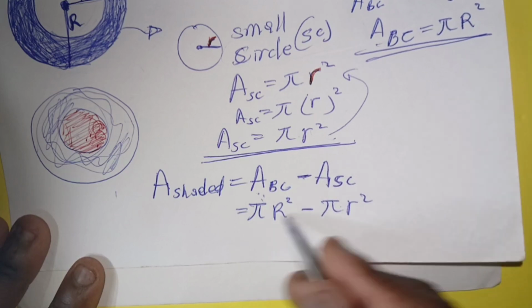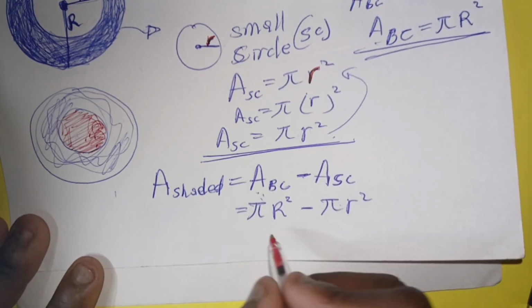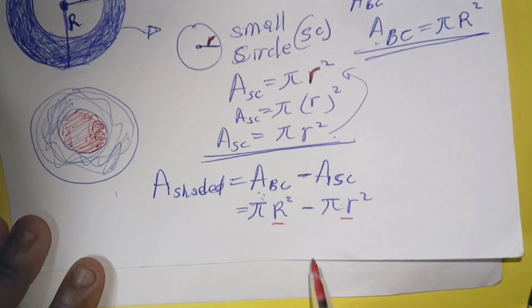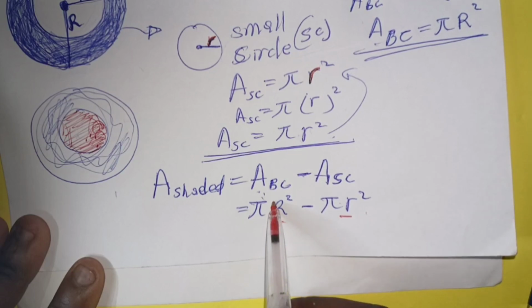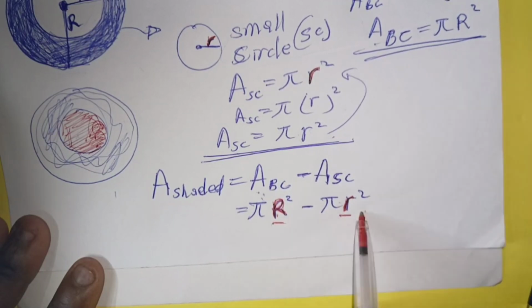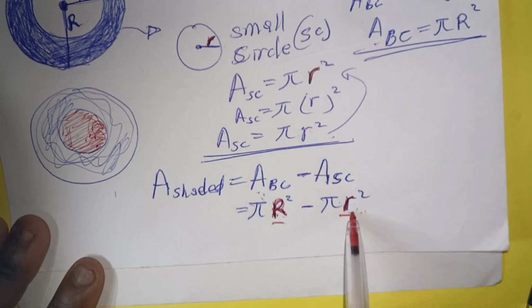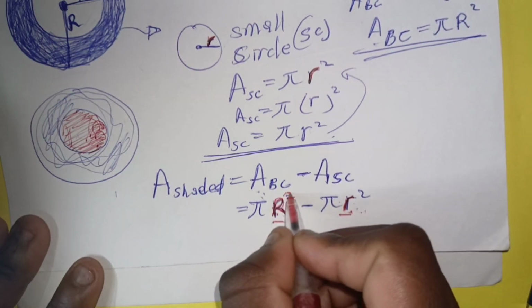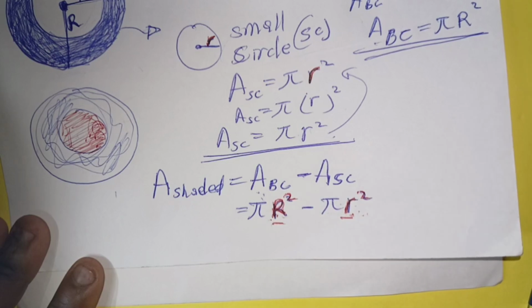Now to simplify this, guys, you cannot say these two things are like terms. This one has a big R, while this one has a small r. Remember, guys, the base must be the same. These bases are not the same. Their exponent, yes, is the same, but the bases are not the same. So you cannot say they are like terms.